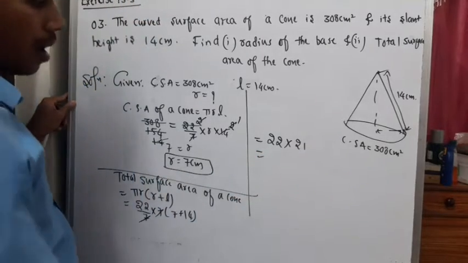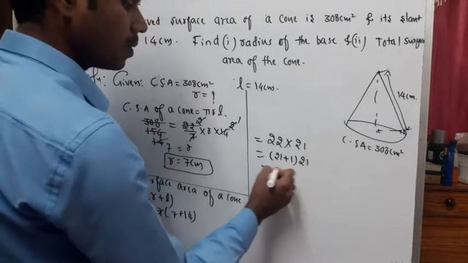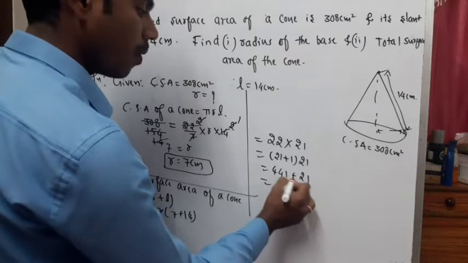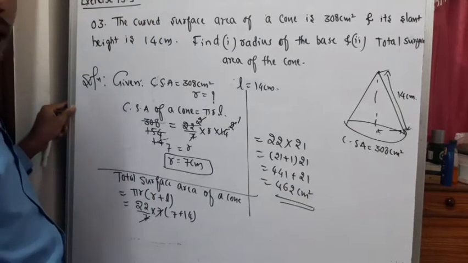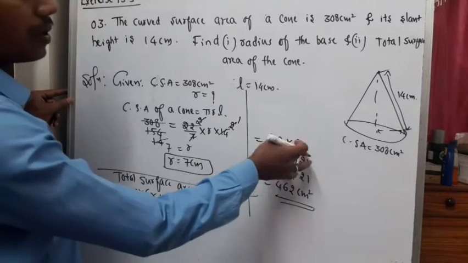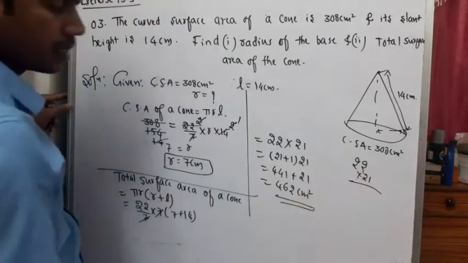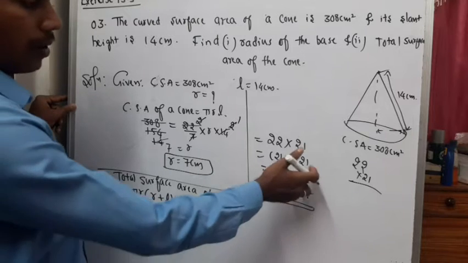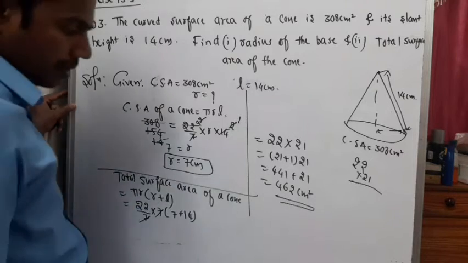22 into 21, or else it can be written as 21 plus 1 into 21. So 21 square means nothing but 441 plus 21, which is 462 centimeter square. So the total surface area of a cone is equal to 462 centimeter square, or else you can multiply 22 into 21 and you can verify. I know 21 square is 441 plus 21, that is 462 centimeter square. Okay, so please note this down.